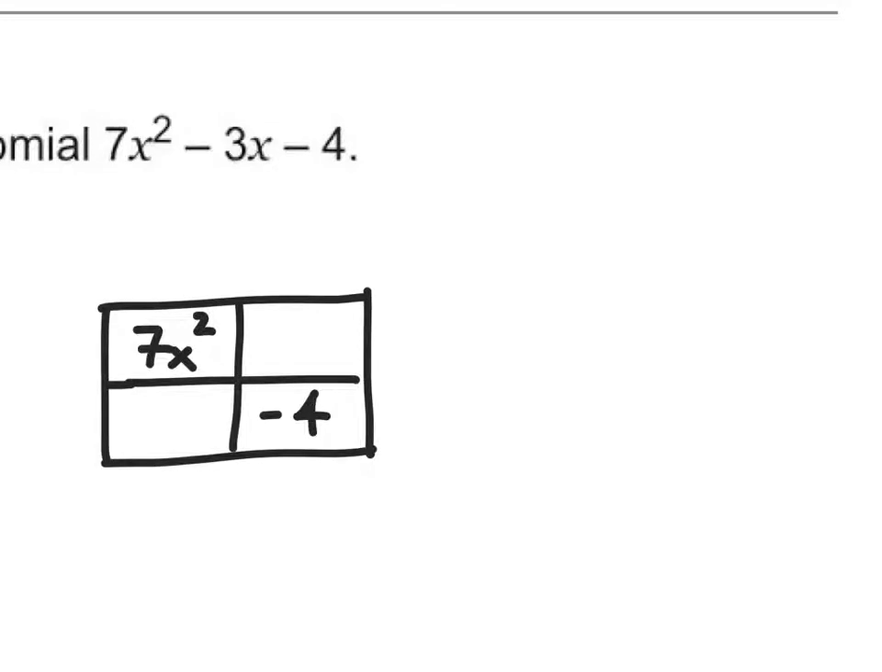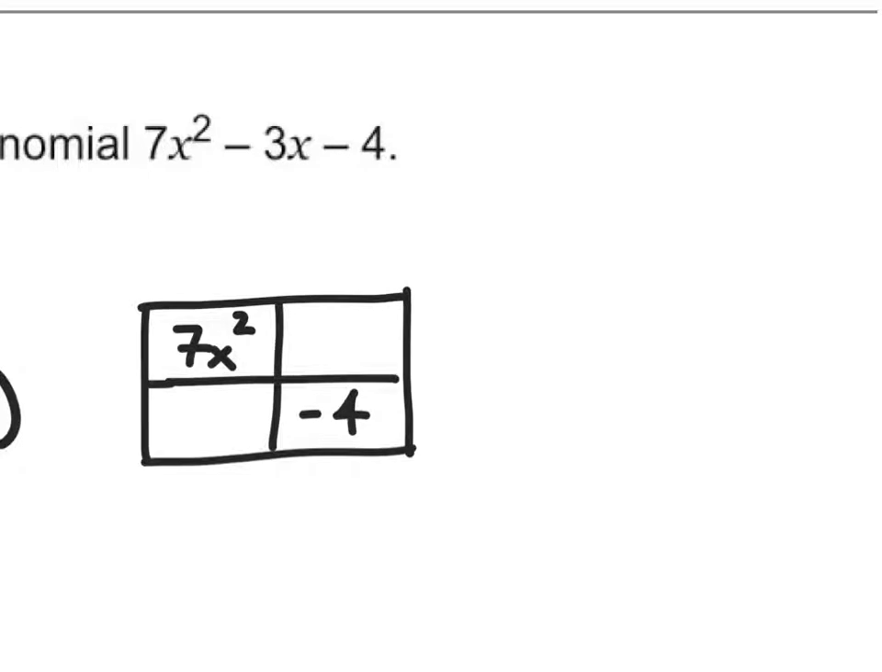Now this is where it gets a little bit easier, because the only two numbers that multiply to 7 are 1 and 7. So this is just going to be 7x and a single x. And two numbers that multiply to 4 would be negative 2. Let me put the negative 2 up here and the positive 2 down here.